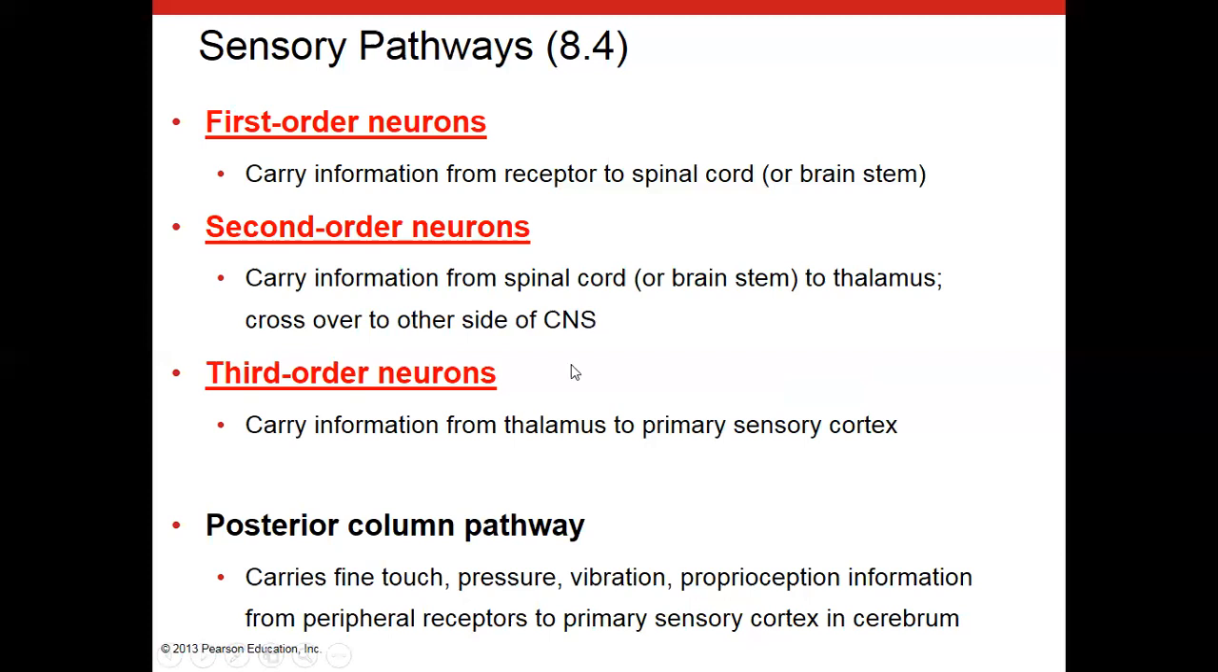There's one specific example of a pathway here. Different sensory pathways are started at different sensory receptors, and those different sensory receptors respond to different stimuli. So the stimuli that these sensory receptors respond to in this pathway carry action potential information about fine touch, pressure, vibration, and proprioception. Basically from the point of the receptor that gets activated all the way up to the primary sensory cortex along each of these 3 neurons.